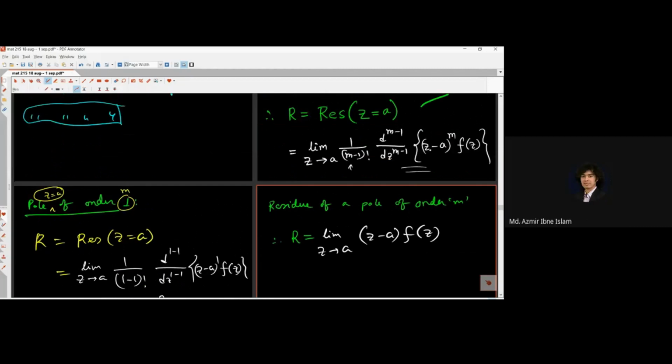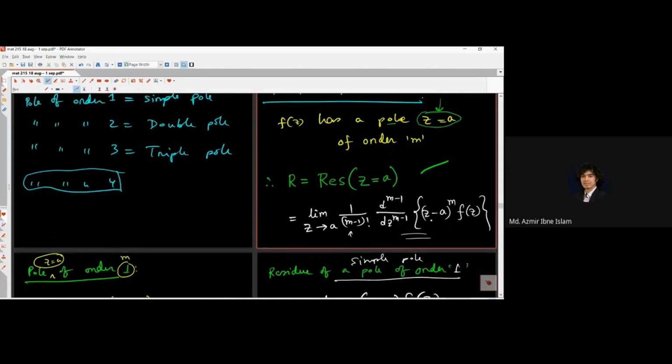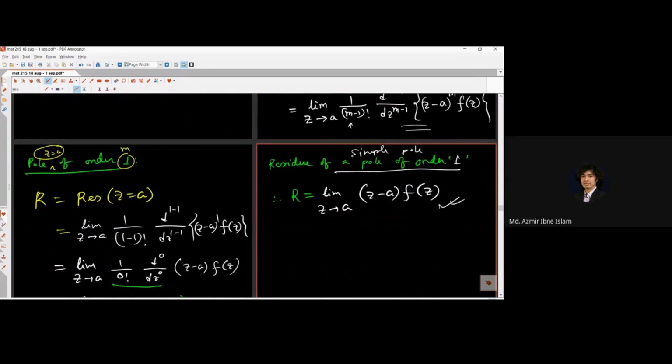Correct, pole of order 1, yeah. Or we can say residue of a simple pole. You know that a pole of order 1 is called a simple pole. So if we have to find the residue of a simple pole, we can directly apply this formula. But if we have a pole of order 2, then we can apply the general formula, and we have to differentiate. So this is what we know about residue.